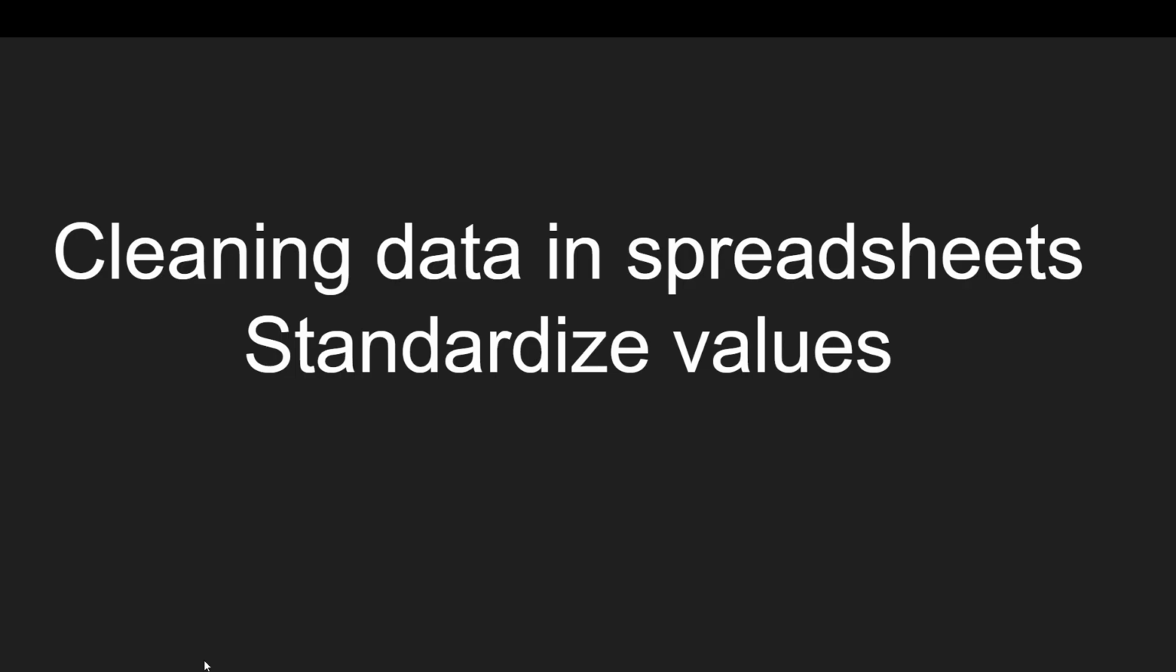This video is going to look at how to use pivot tables and VLOOKUP to clean up dirty values in a column, standardizing values, and bucketing things. So we're going to take a list of ages and turn them into age groups instead of individual ages, all using tools in spreadsheets.